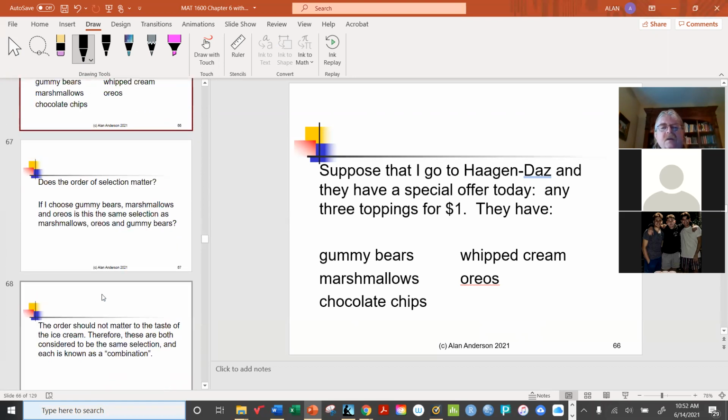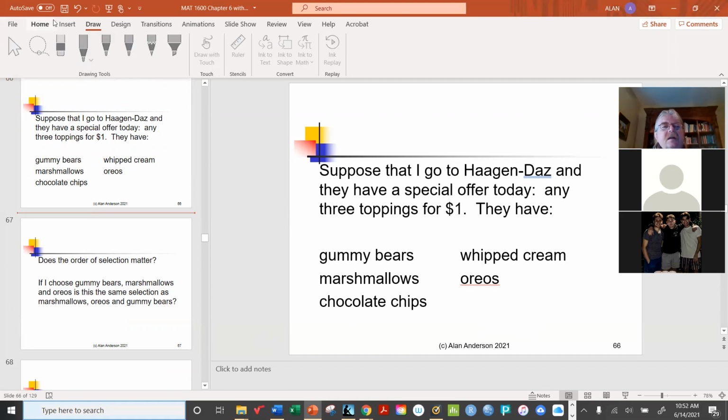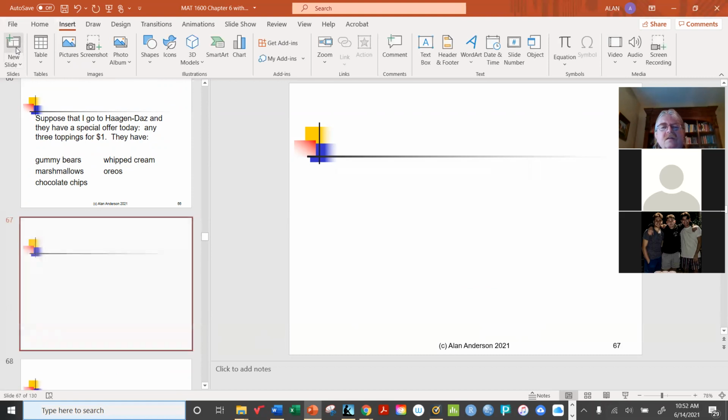So why don't we do this? Why don't we write them down just for the heck of it? It's not a huge number. Just because, I want you to see how this works. So let's just use the first letter.